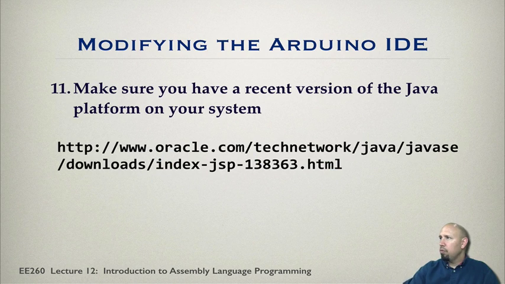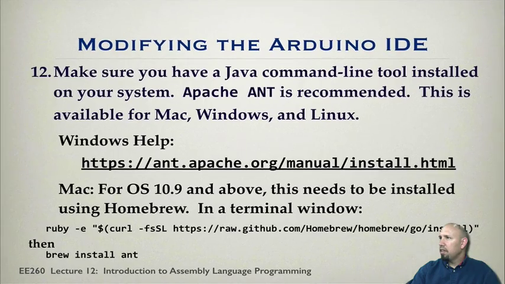Okay, so you just make sure you download that and install it on your system. Again, a lot of the Arduino IDE is written in Java, so make sure you have the Java platform, because we're going to compile this now, and when you compile it, it needs a Java compiler. Not only do you need a Java compiler, but you also need a Java command line tool to work with.